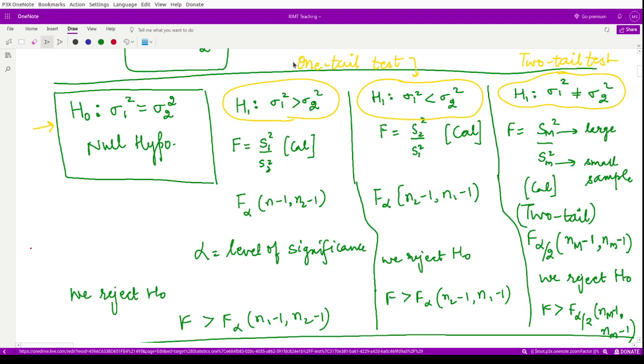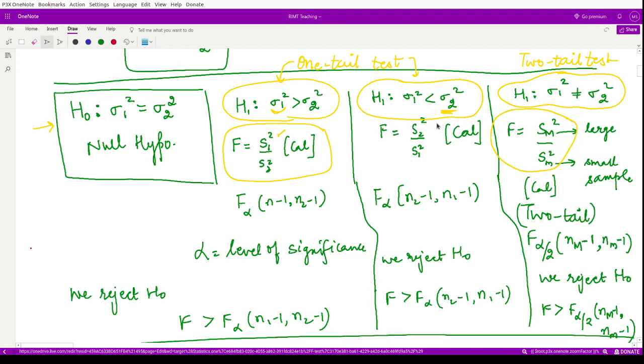For the one tail test, whenever your sigma 1 is greater than sigma 2, you wanted to check that. In that case, you calculate F to be S1 square by S2 square, the bigger quantity by the smaller quantity. Here also, the bigger quantity is this variance, so bigger variance divided by smaller variance. And in this case, we assume that this is the larger variance denoted by S capital M square, and we have the smaller variance which is denoted by S small m square, right? So in this case we calculate the value of F like this.